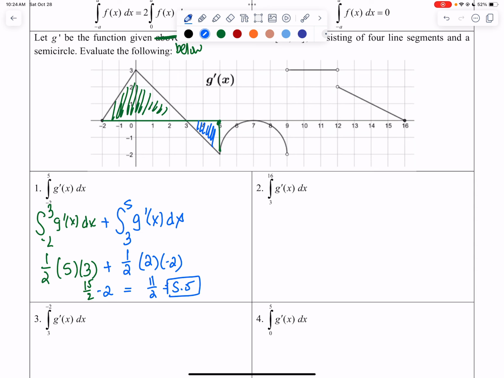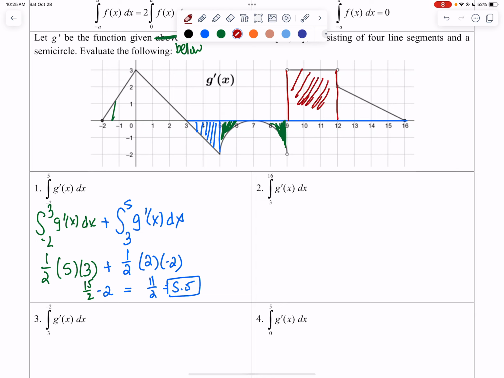We're going to do the same process for the area from 3 to 16 right here. So the area from 3 to 16 consists of a couple of things. We have this area from 3 to 5, which we already found from number 1. We have this area that is kind of covered by the semicircle, and we'll talk about what that means. We have this rectangle, and then we have this triangle.